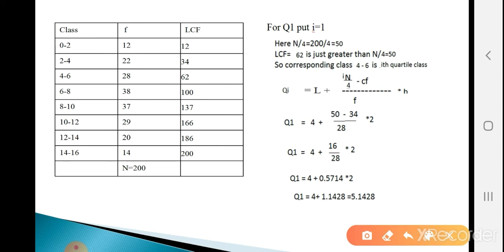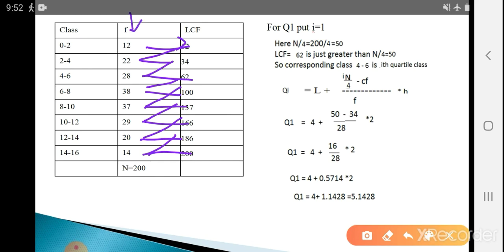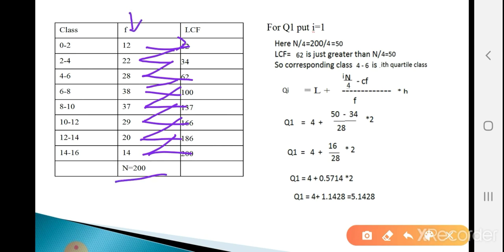First frequency write down as it is. So 12 as it is. Then 12 plus 22, that is 34. 34 plus 28, that is 62. 62 plus 38, that is 100. Then 100 plus 37, that is 137. 137 plus 29, that is 166. 166 plus 20, that is 186. And 186 plus 14, that is 200. And here the total frequency, that is capital N, is 200.